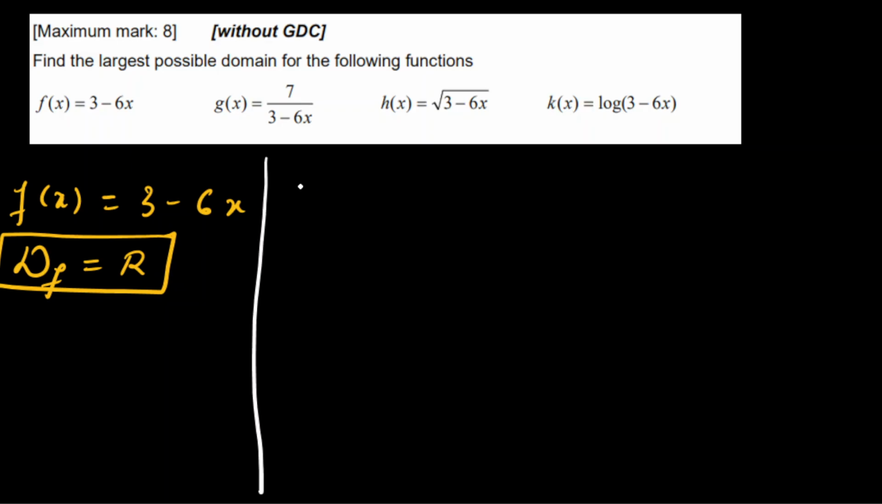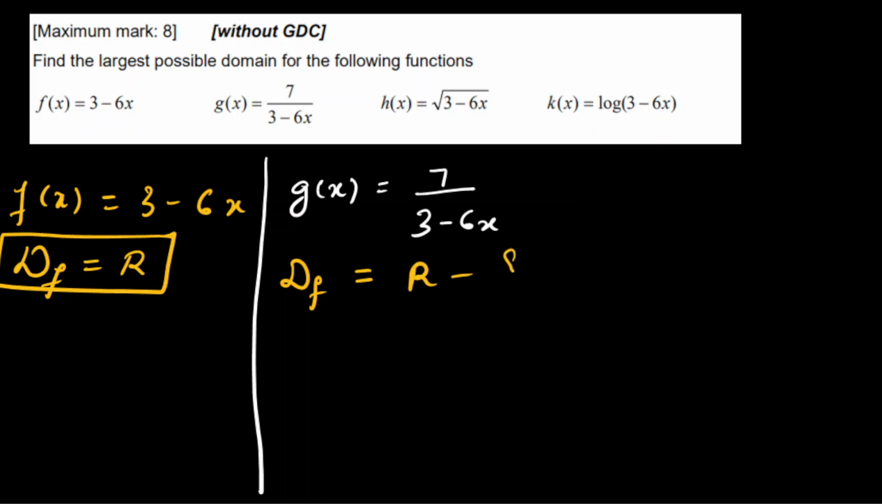Now the second one. Second is g(x). g(x) is given to us in the form of a by b. That is the second case: 7 by 3 minus 6x. This is a fractional function, or a rational function. For this one we learnt that the domain of the function is equal to the real numbers minus the solution of b.